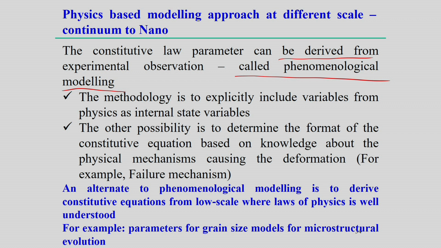But this constitutive relation can be linked with the physical law, which is normally represented in a dynamic or equilibrium system. So, under the equilibrium system we can link with the constitutive relation, and we can further solve different kinds of problems. Therefore, the constitutive law parameter can be derived from the experimental observation, and it is called phenomenological modeling, but the methodology is to explicitly include the variables from the physics as the internal state variable.